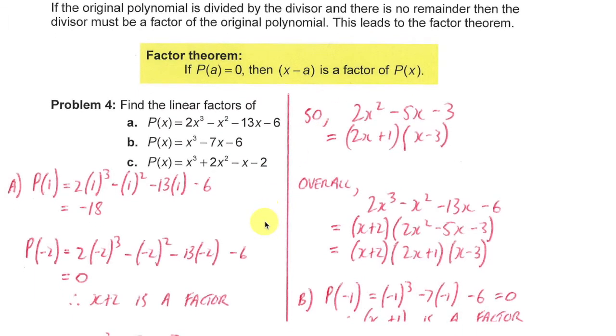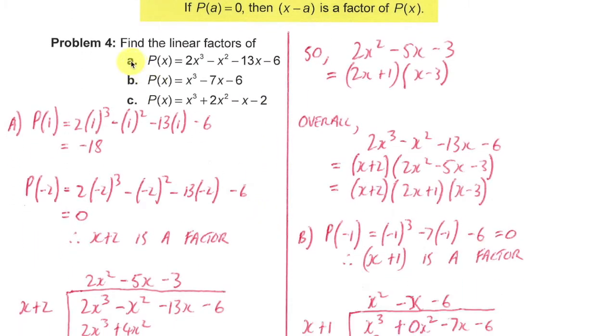Let's look at the application of this. Here we've got: find the linear factors of p of x, where it's equal to 2x cubed minus x squared minus 13x plus 6. So what I'm going to do is just randomly plug in some numbers into p of x and see which one produces a 0. If I get a 0, then I'm able to identify a linear factor.